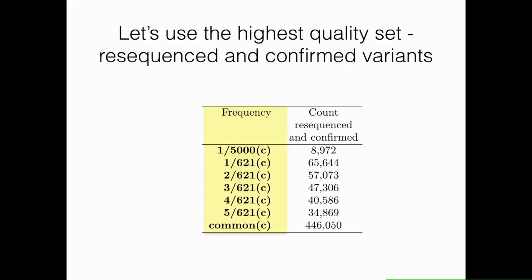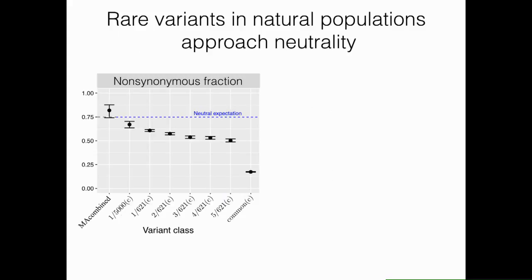So does this reach our neutral expectation? And the answer is it does approach it. If you look at the MA data, you'll recall that they reach the 75% non-synonymous fraction we expect within coding regions. And the common ones are, again, close to 20 or 25%. But then you can see as you decrease your frequency, you get closer to that neutral expectation, where for the variants at 1 over 5,000 frequency, you reach 68%.